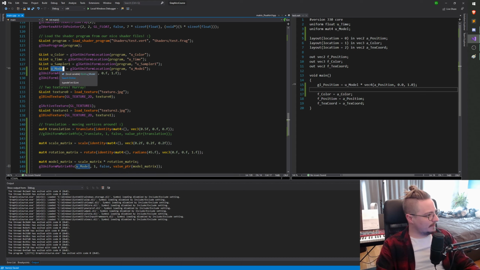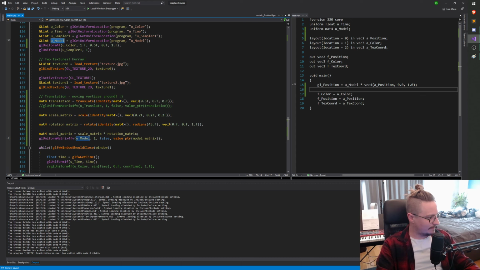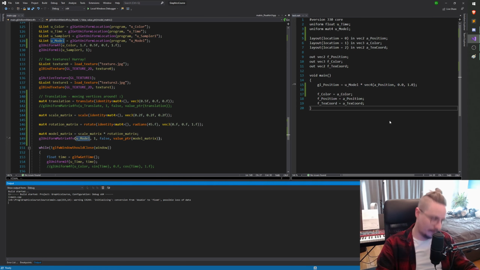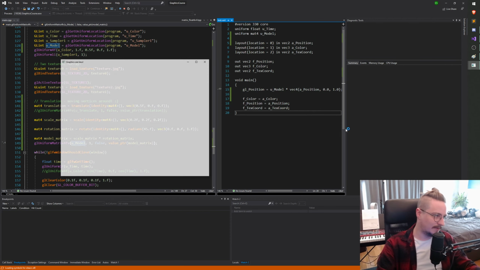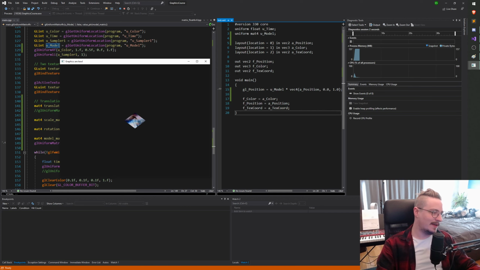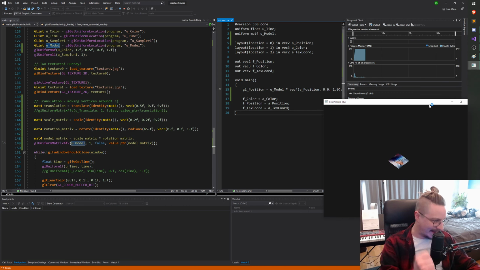So we're doing umodel, and we are uploading that. This scale times rotation becomes this model matrix, and then we're uploading that into the umodel uniform, and then we're applying that to the vertex in the shader. Cool. Let's see what happens. There we go. We have successfully combined scaling and rotation into one model matrix. How cool.